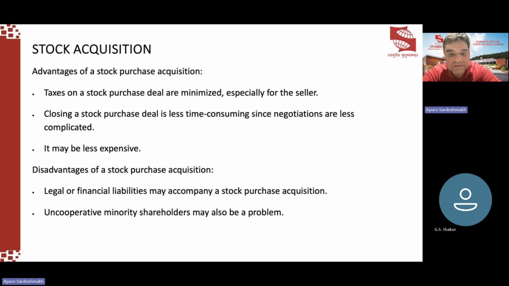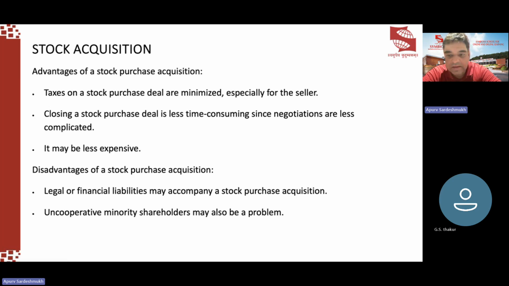Closing a stock purchase deal is less time consuming. You acquire the shares, your board approves it, and it is completed. Negotiations are less complicated because you're negotiating only for the purchase of the shares, and it also sometimes may be less expensive. A disadvantage is that, obviously, legal and financial liabilities may accompany a stock purchase acquisition.